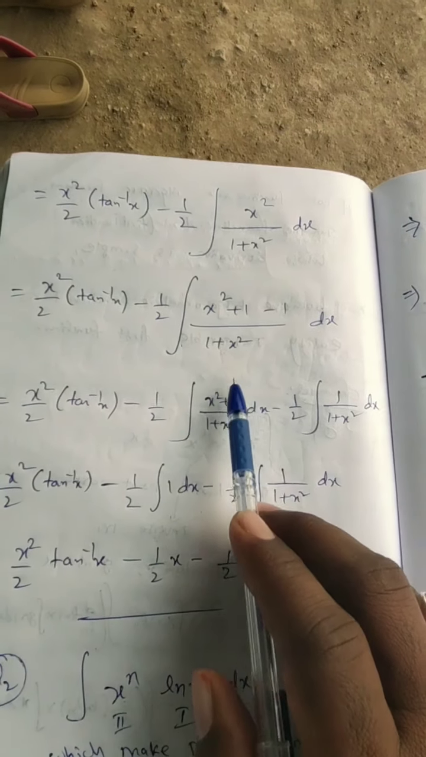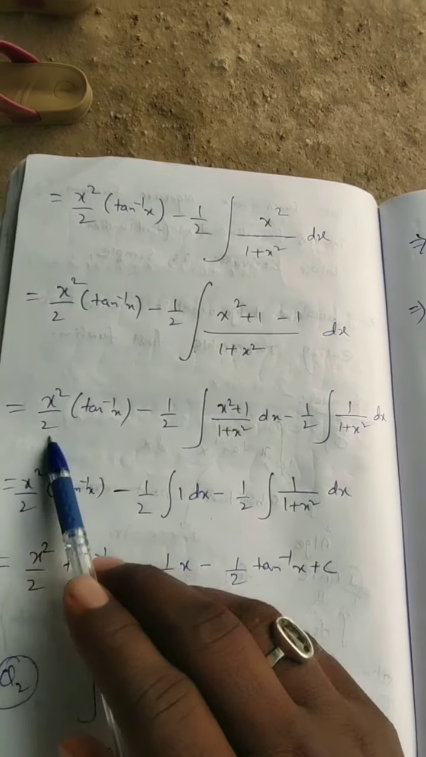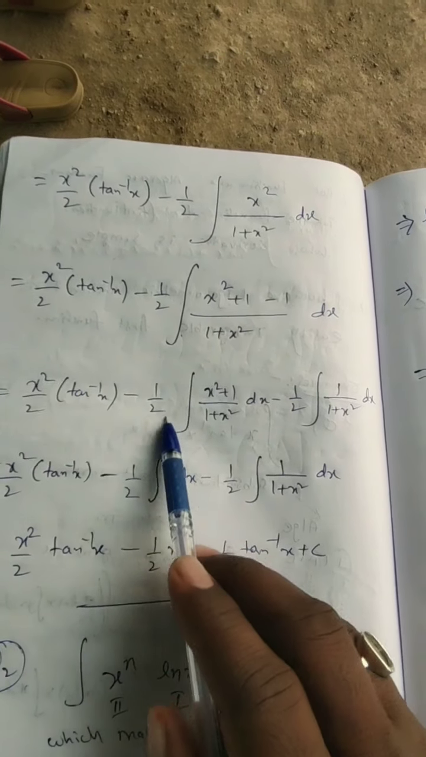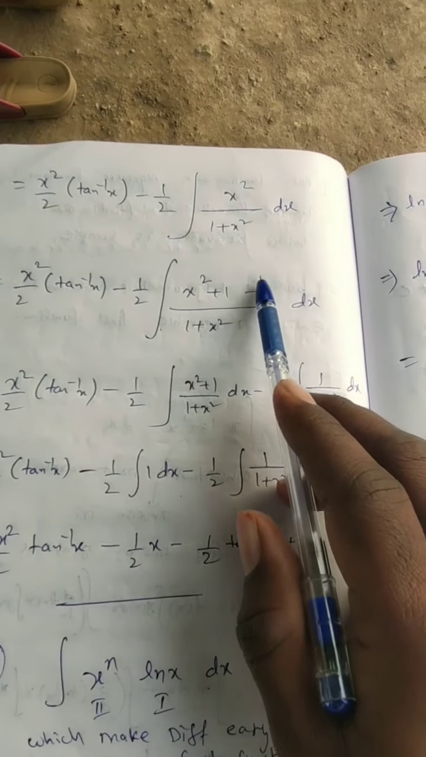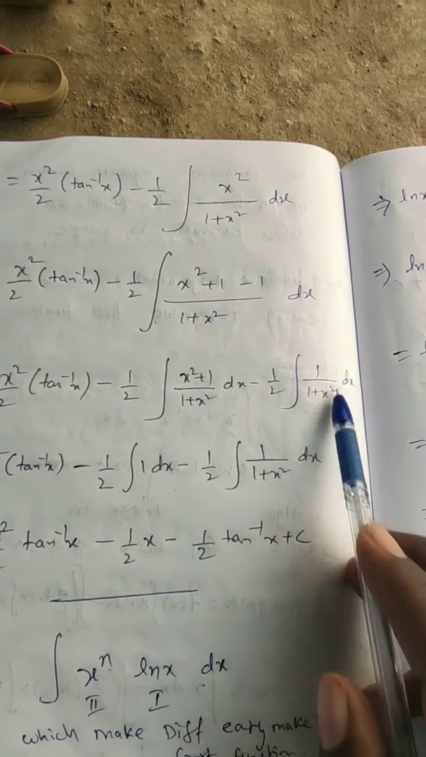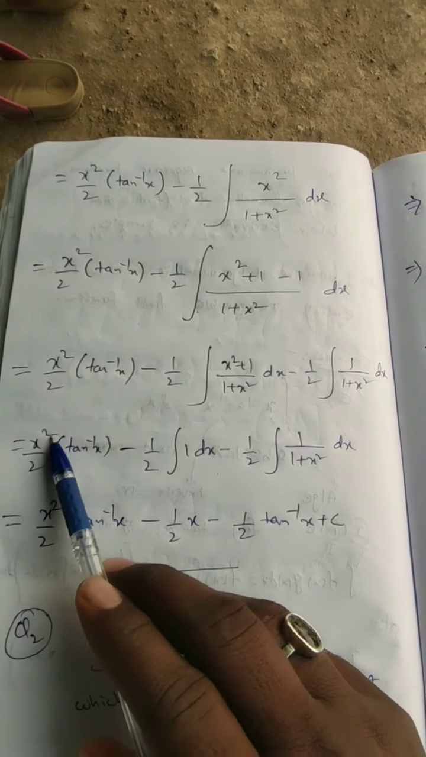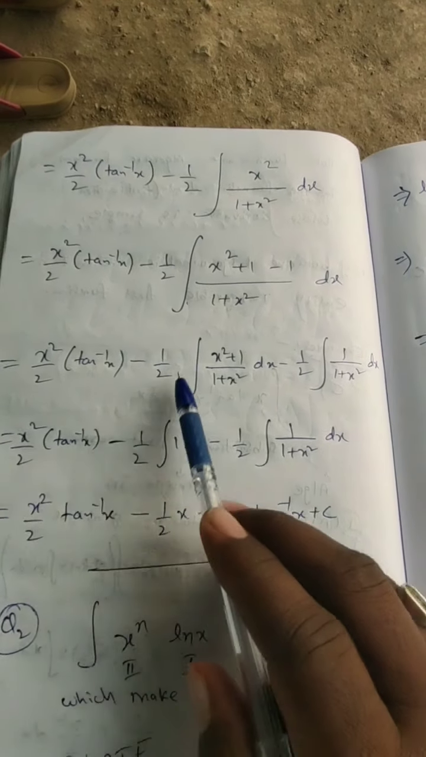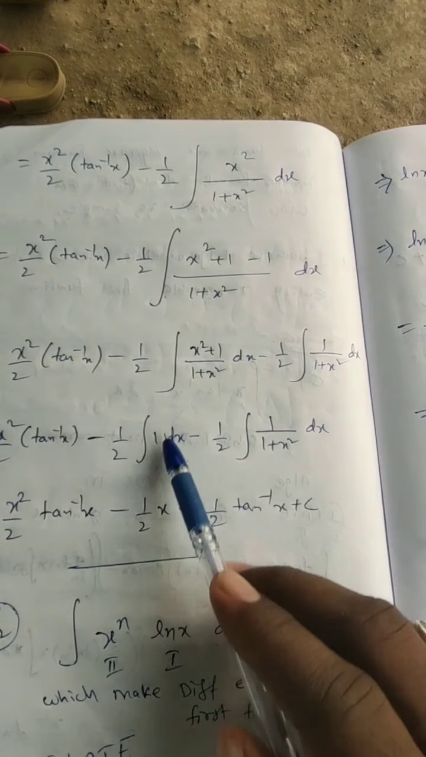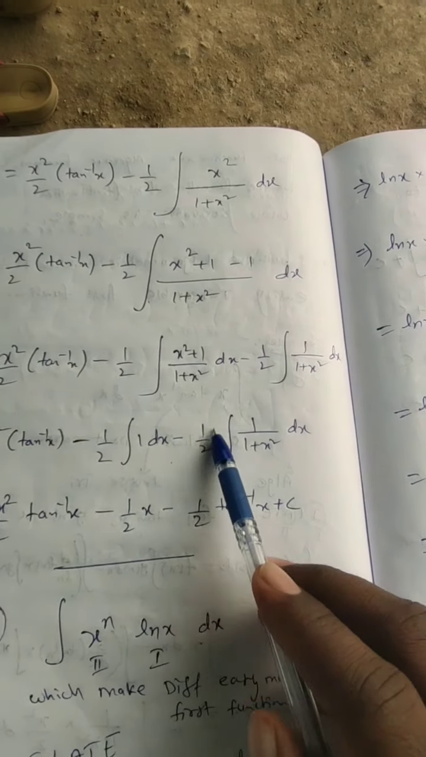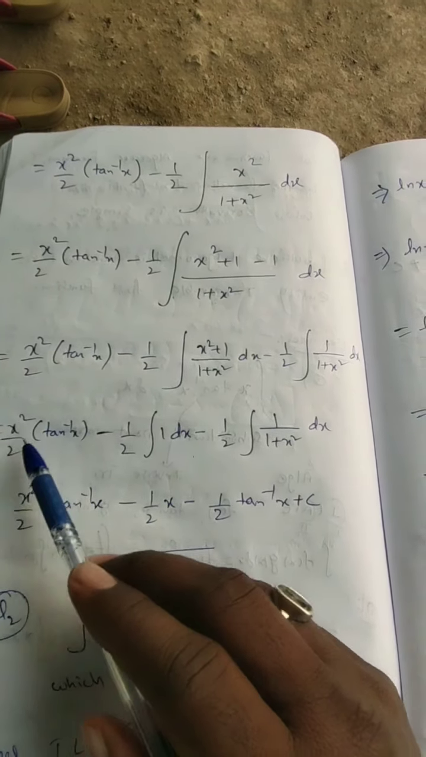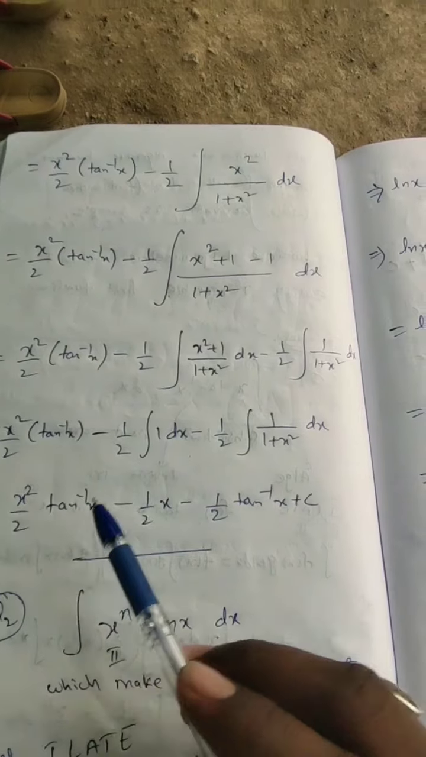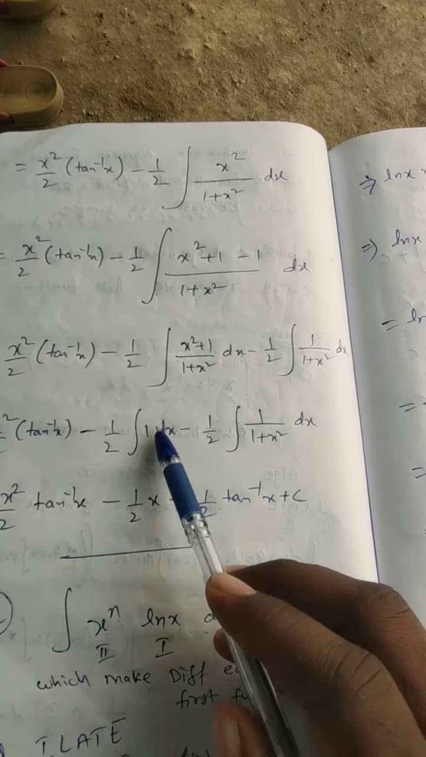Already I explained few problems. Then x square by 2 tan inverse x, 1 by 2. Now you separate this one and you separate minus this 1 upon 1 plus x square dx. Now x square by 2 tan inverse x, 1 by 2, this is cancelled one time. So 1 dx minus half and 1 upon 1 plus x square dx. So what you are getting here, x square by 2 tan inverse x minus integration of 1 is x.